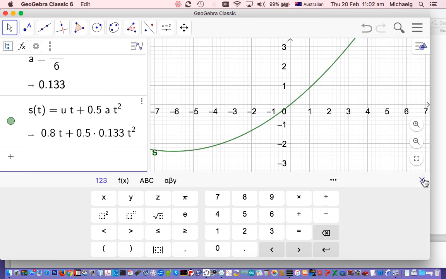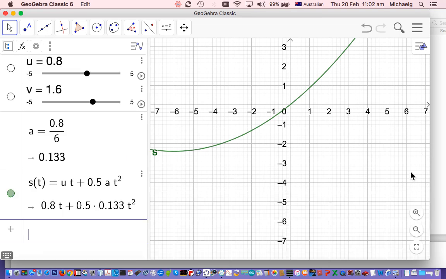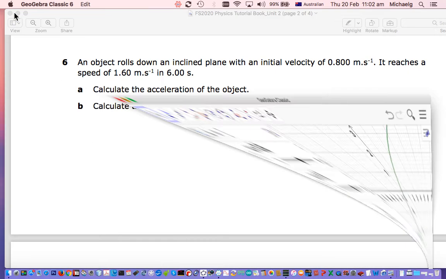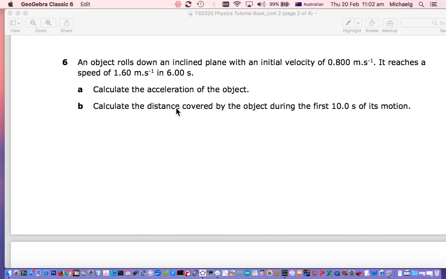Okay, so notice how already it's given us our nice parabola. So we expected it to be a parabola. Now going back to the question, it says calculate the distance covered by the object during the first 10 seconds.